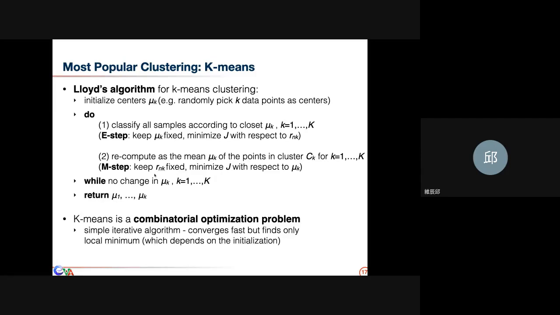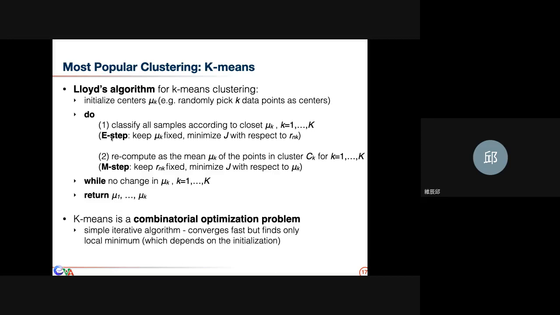So in this step, you're trying to keep the assignment, or we say the indicator variable r_nk, fixed, and try to minimize the distortion measure with respect to the mu k. Okay, and you try to do these two steps iteratively until there is no change in the mu k.